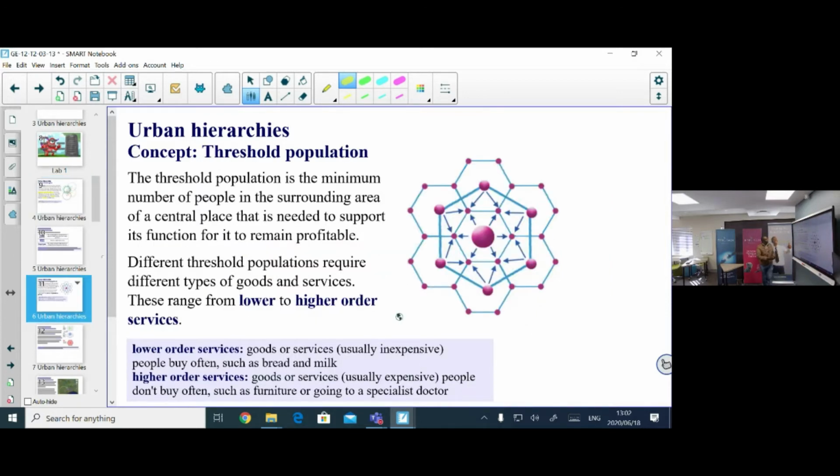This slide is looking at the concept of a threshold population. The threshold population is the minimum number of people in the surrounding area of a central place that is needed to support its function for it to remain profitable. So profitability here is actually the main issue. Different threshold populations require different types of goods and services. These range from lower to higher order services.